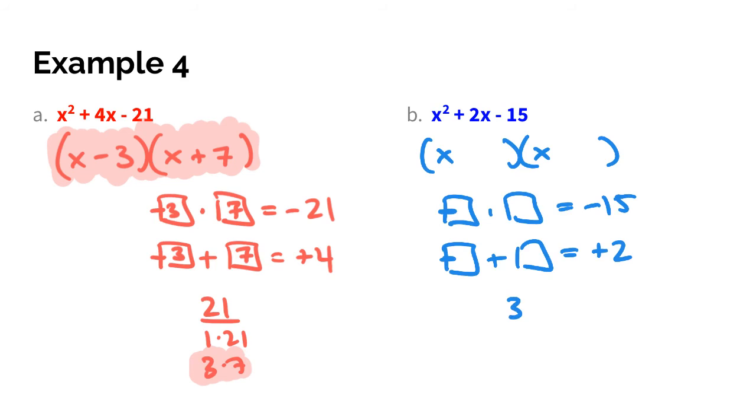So in this case, you can think, okay, 3 times 5 would give me 15 and would also combine to give me 2. So in order for that to be positive 2, I would need negative 3 and positive 5. So my two factors would be x minus 3 and x plus 5. And there we go. We've now factored trinomials.